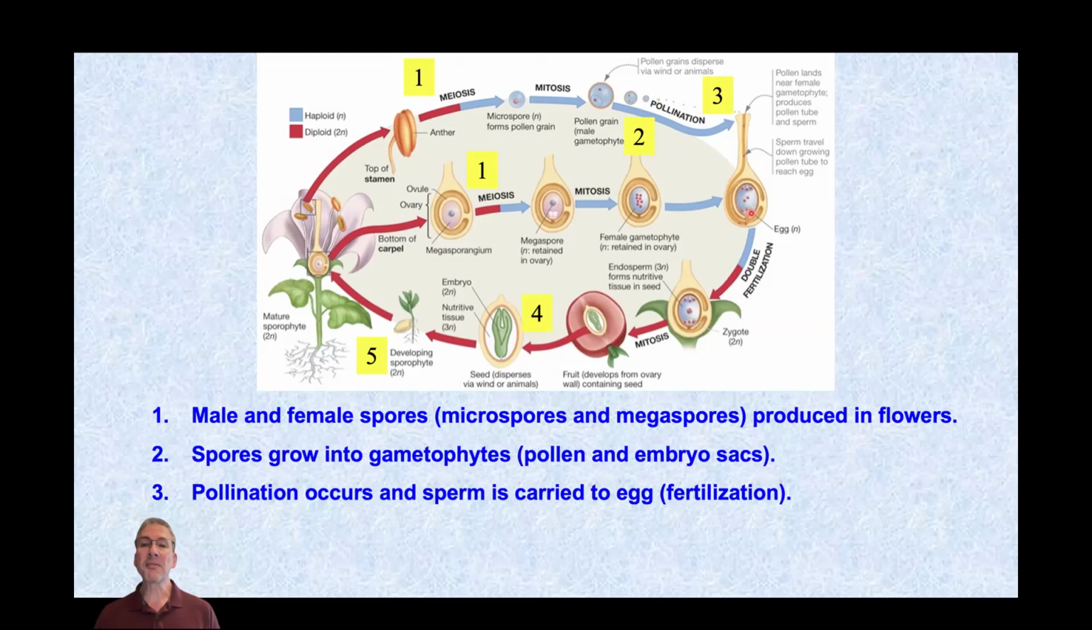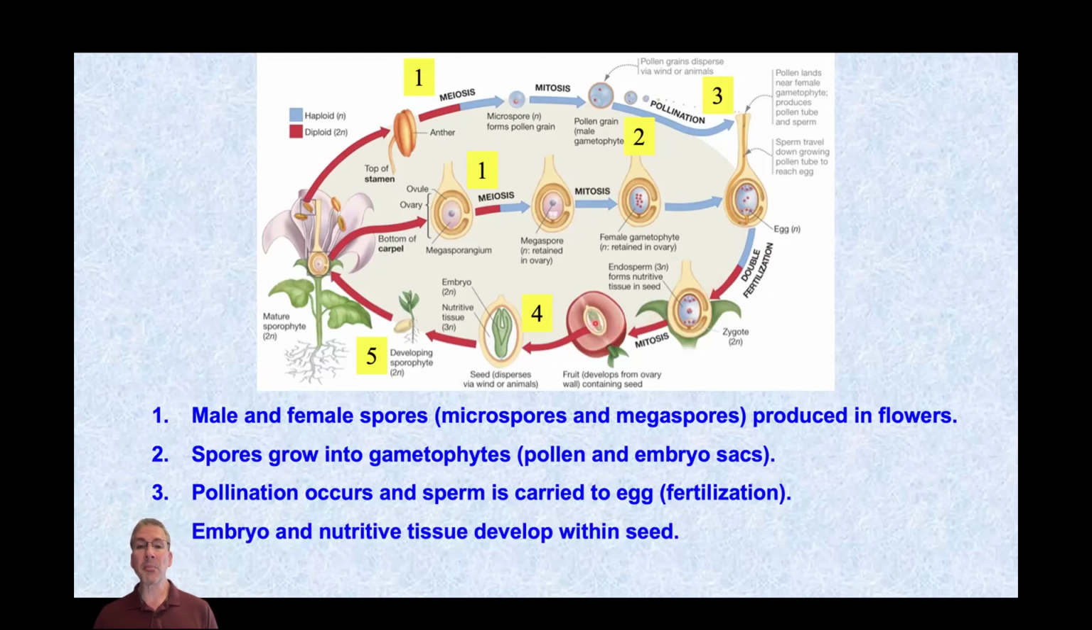So unlike mosses and ferns, flowering plants don't really require an external source of water for fertilization, and their sperm are not motile. They don't have flagella. It's these pollen tubes that carry the sperm directly to the eggs. So fertilization takes place. Various things happen, but ultimately, if an egg is fertilized, that will grow into an embryo. That's what we see taking place here.